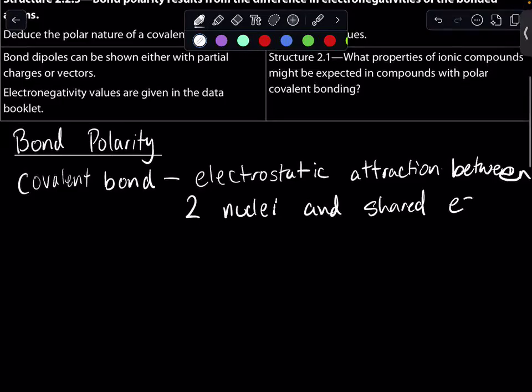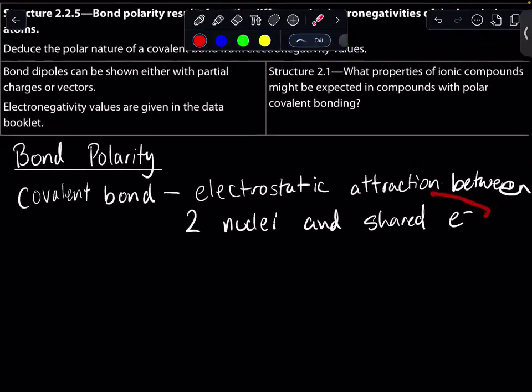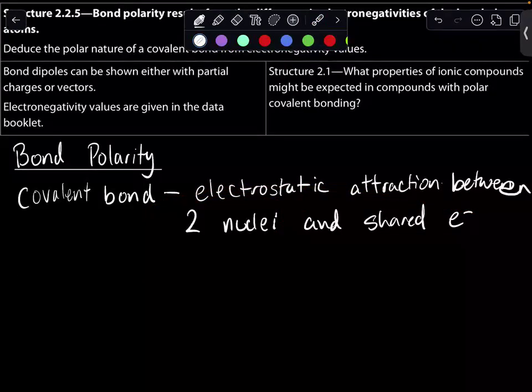And the thing is, these electrons can be shared equally or unequally. So we need a way to figure out how they're being shared, because what if one of these nuclei is more positive, or also one of these nuclei is closer to those electrons? They might have a greater pull on those electrons overall. So that's where we bring in electronegativity.